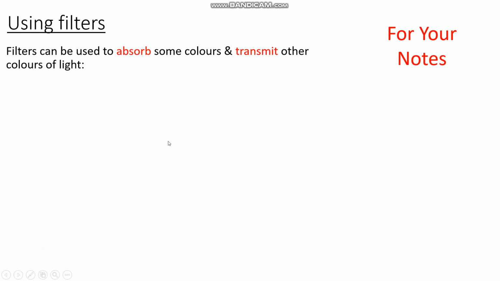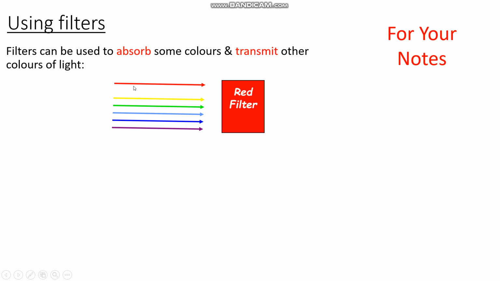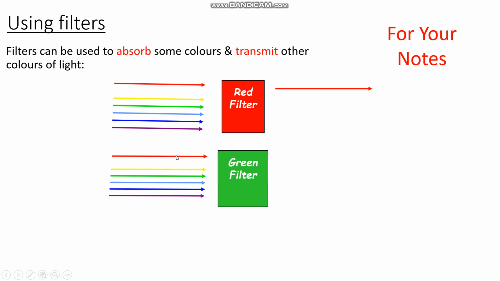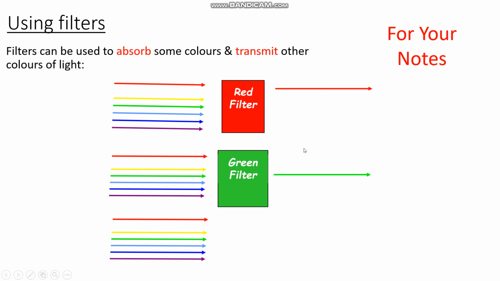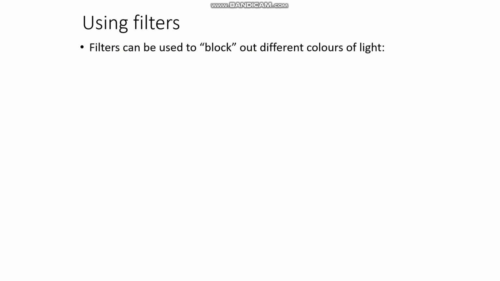Okay, so finally for your notes then, using filters. Filters can be used to absorb some colours and transmit other colours of light. So a red filter will absorb these colours here, but will transmit red. A green filter will absorb 6 of the colours, but transmit green. And similarly with blue, the blue filter transmits blue. Could you make a copy of that please into your notes?